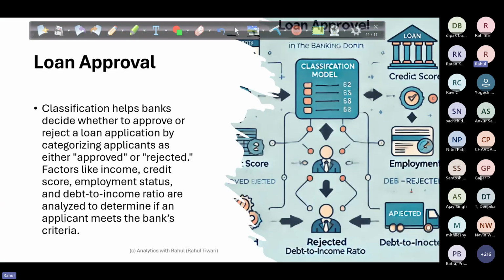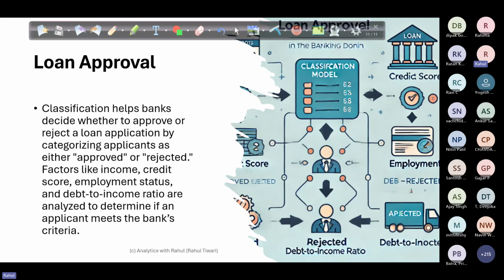Same way for classification. Now here we are going to predict whether something will happen or not. Yes or no type of concept. First one is loan approval. Classification helps banks decide whether to approve or reject a loan application by categorizing applicants as either approved or rejected.